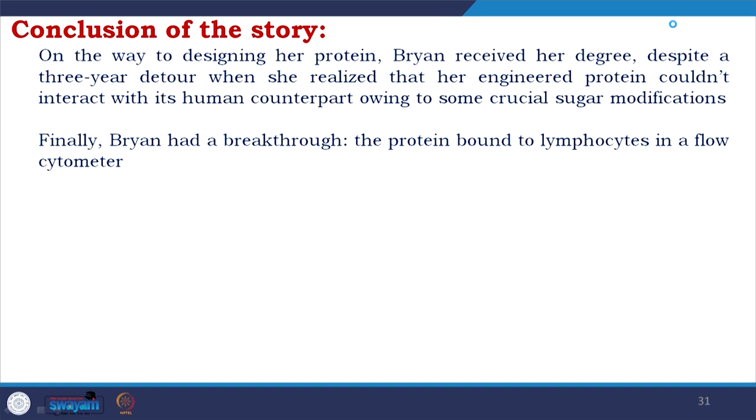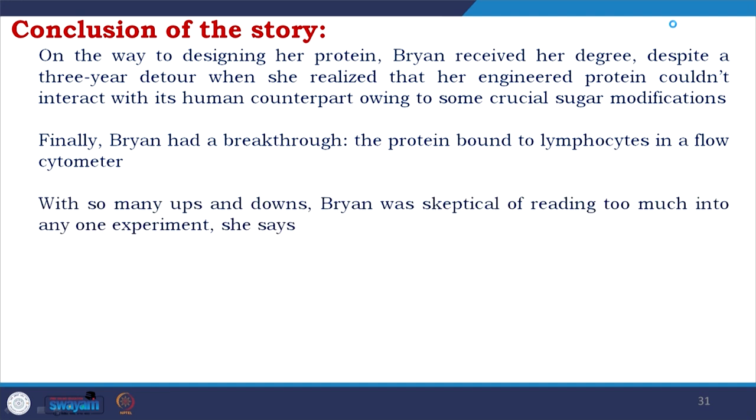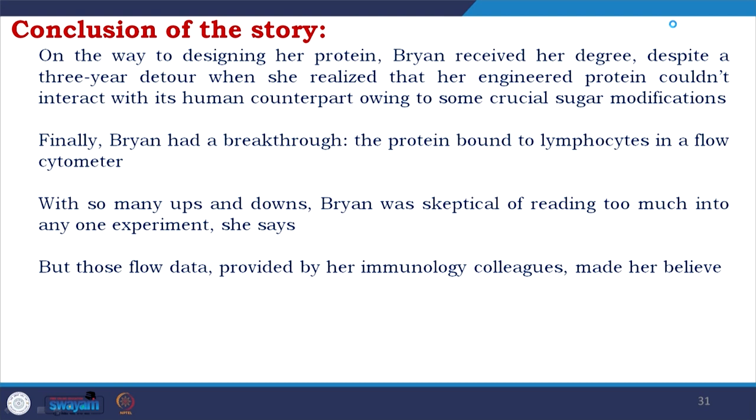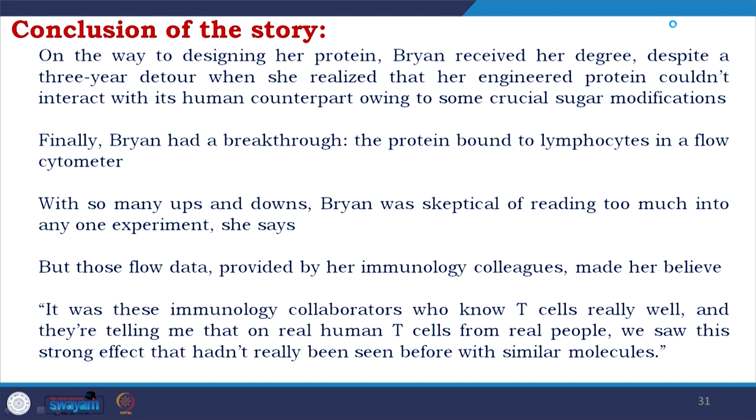But finally, Brian had a breakthrough: the protein bound to lymphocytes in a flow cytometer, which was the actual target to start with. With so many ups and downs, Brian was skeptical of reading too much into any one experiment, as he says, but those flow data provided by her immunology colleagues made her believe. It was this immunology collaborator who knows T cells really well, and they were telling me that on real human T cells from real people, we saw this strong effect that had not really been seen before with the similar molecules which are present in nature.